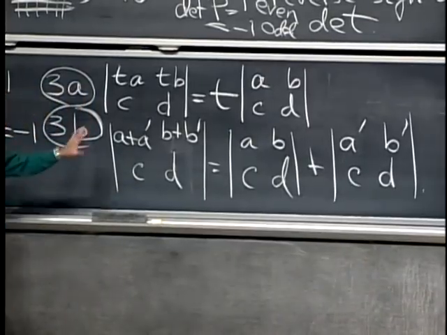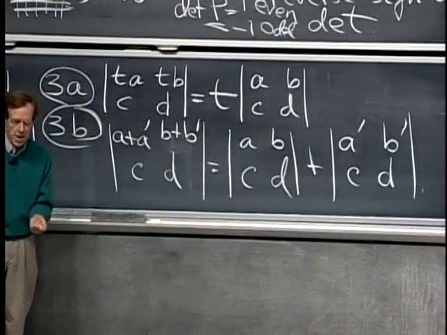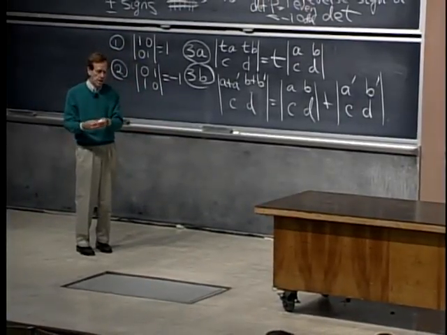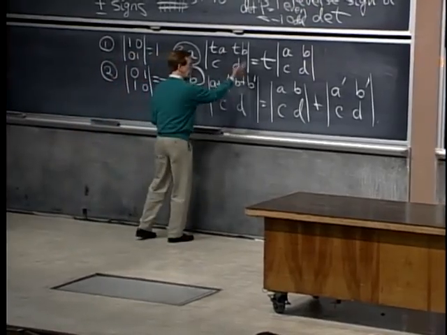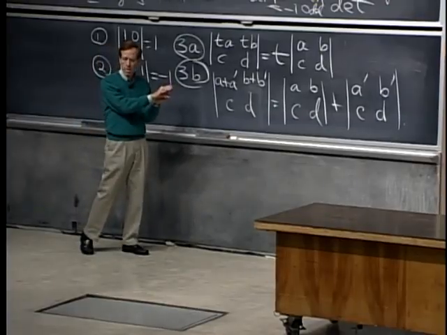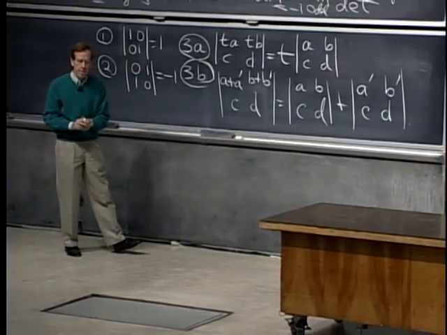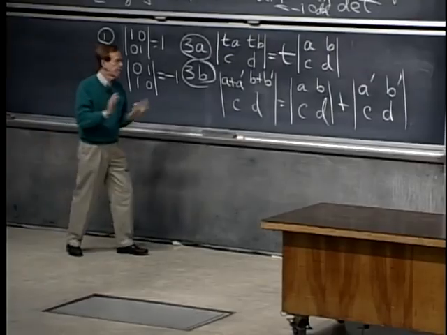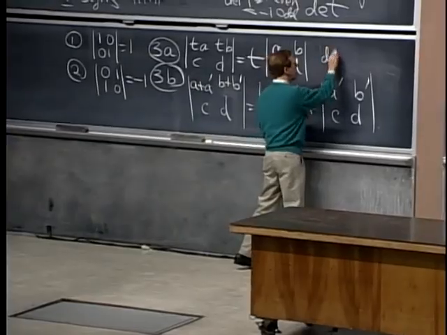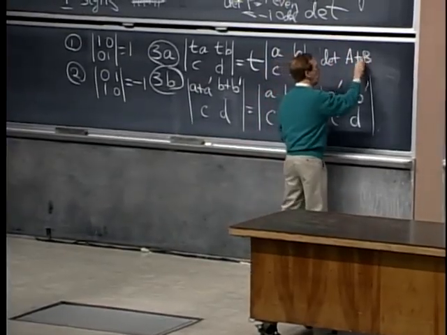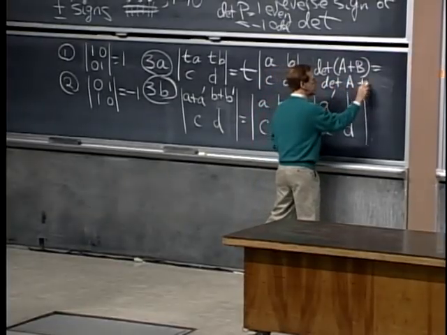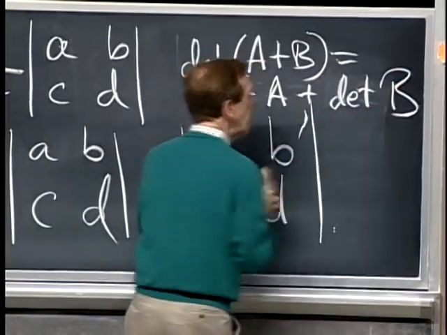If I'm putting up formulas, maybe I can try to say it in words. The determinant is a linear function. It behaves like a linear function of the first row if all the other rows stay the same. Let me emphasize, I am not saying that the determinant of A plus B is the determinant of A plus the determinant of B. I am not saying that.